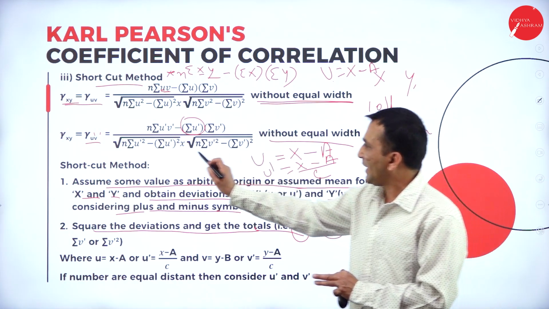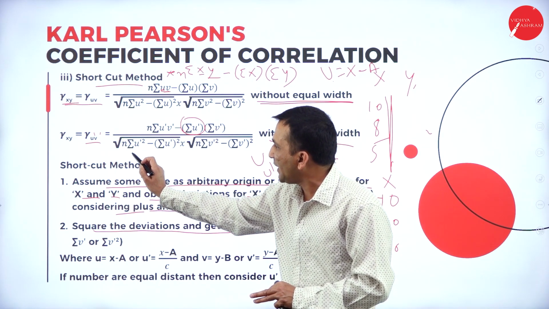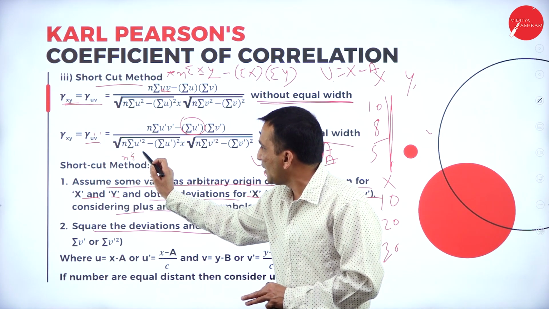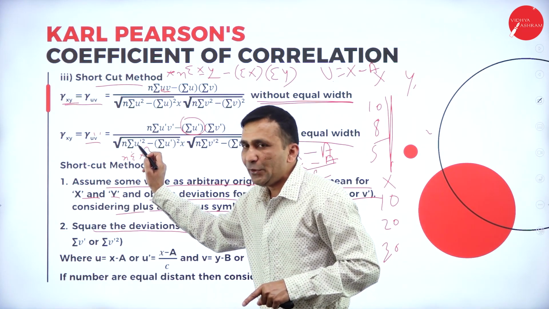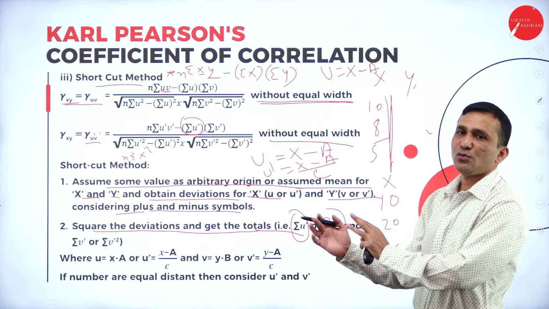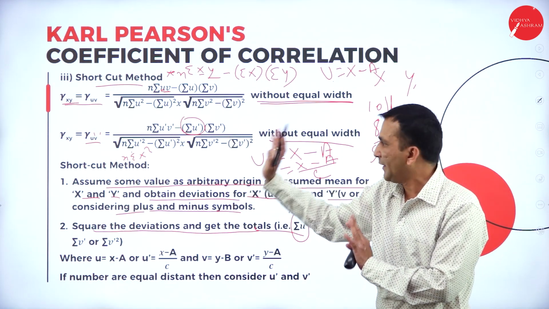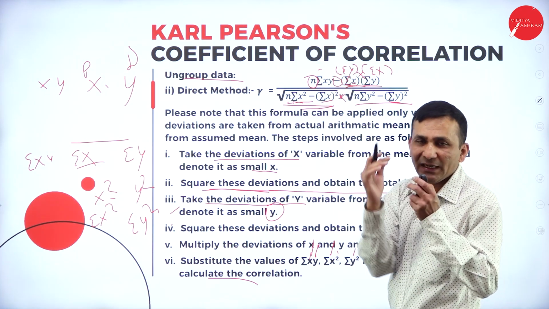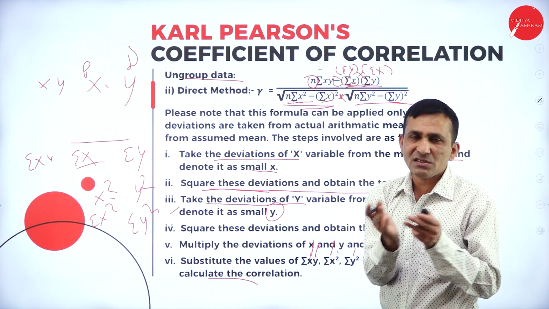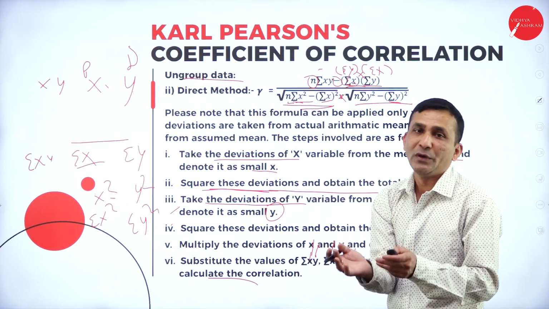Why is u dash square required? In case of x, direct method, here see n into sigma x square, what we did. The same thing we are getting for u dash. That's why you need to construct one more table according to the formula. Wherever you are finding x, you write according to the value, equal distance or not equal distance. You decide when you want to consider u dash.